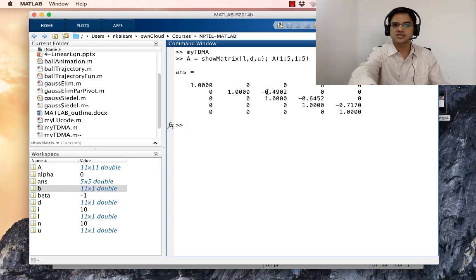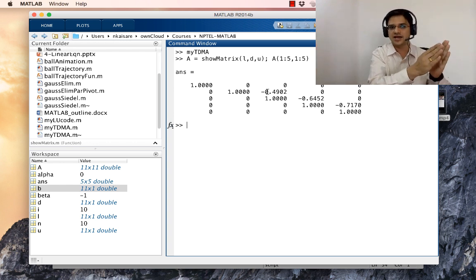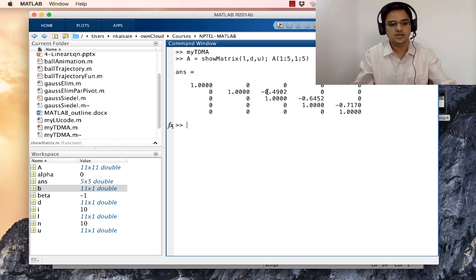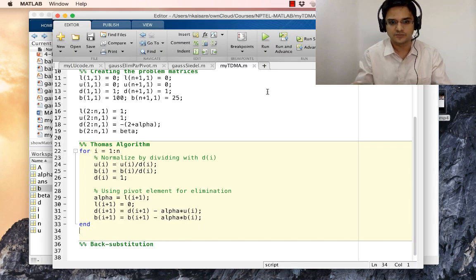When we take this term to the right-hand side, we get b_i minus u_i multiplied by x_i+1, and that is our x_i. We don't need to divide by A_ii because A_ii is already equal to 1. So our back substitution is also significantly simplified.